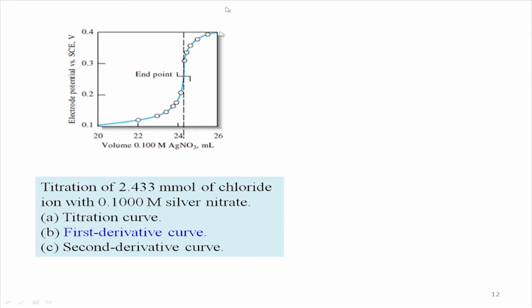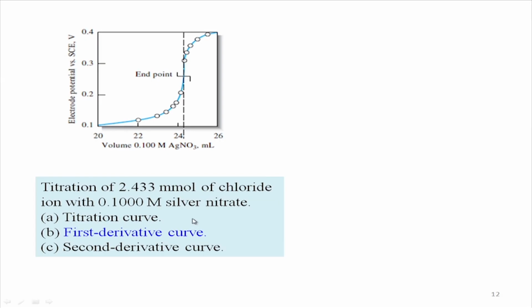So, the first one is this plot, which is your typical titration curve. In the beaker we take 2.433 millimole, a typical example, of chloride ion solution, and we titrate it with a lower concentration of silver nitrate, such that when you have a 1:1 reaction, your volume of silver nitrate will be more, and your error due to delivering that volume of silver nitrate would be less.